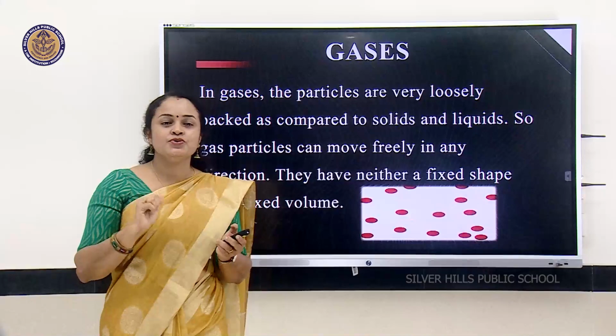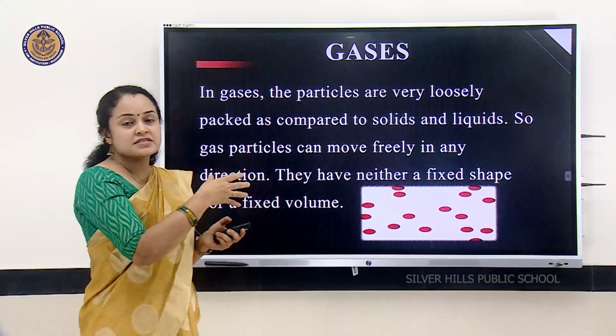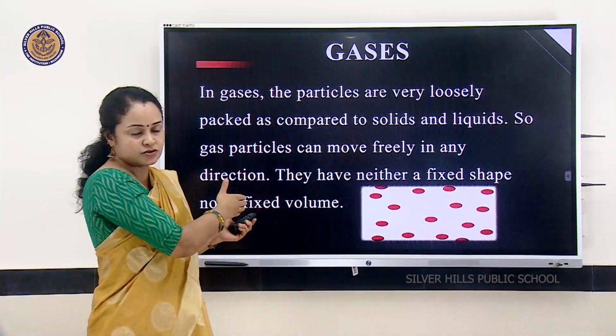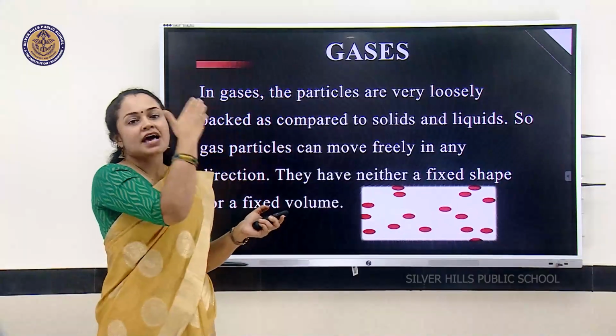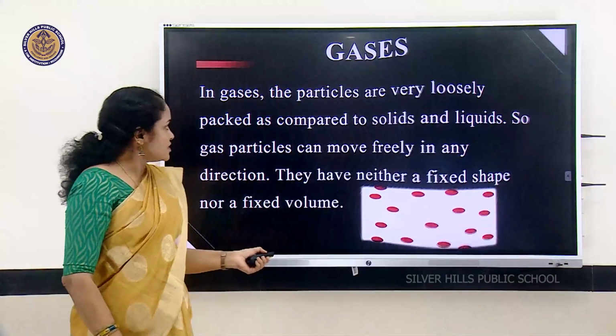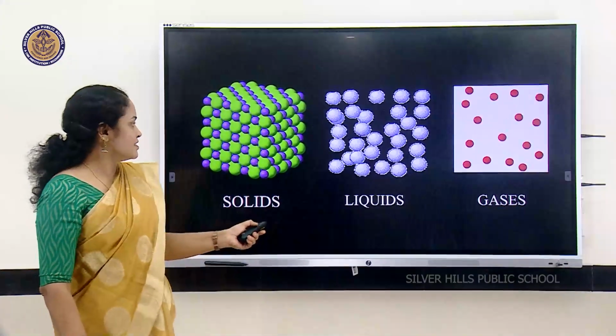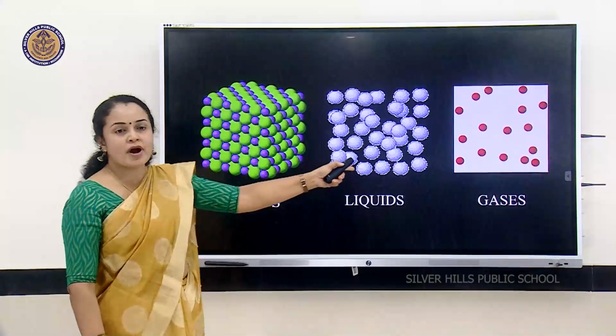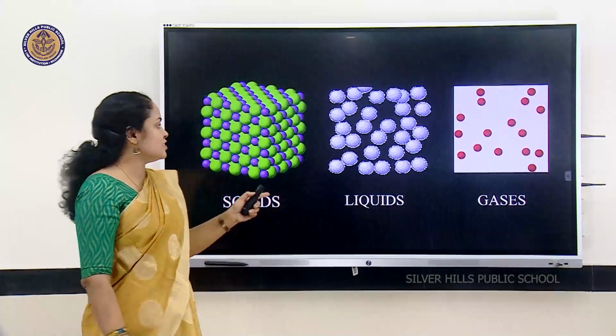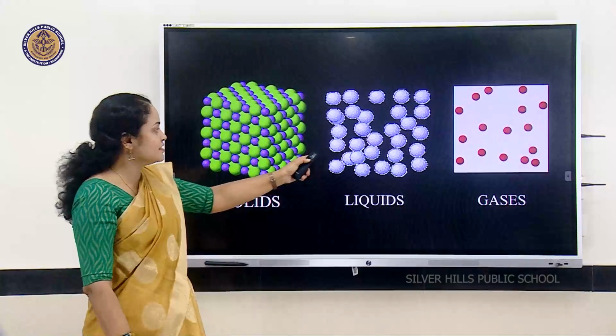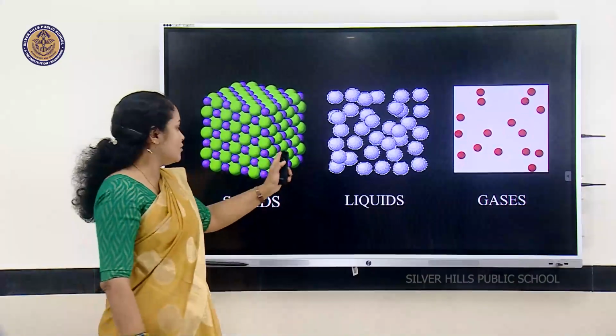So, it is clear to you, I think, why some substances are called solids, some liquids and some gases. The differences between the solids, liquids and gases. See, this is the difference in the particle arrangement. In the case of solids, liquids and gases, see the difference. It is how they behave also.